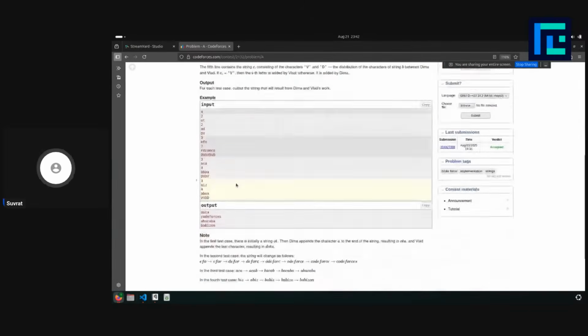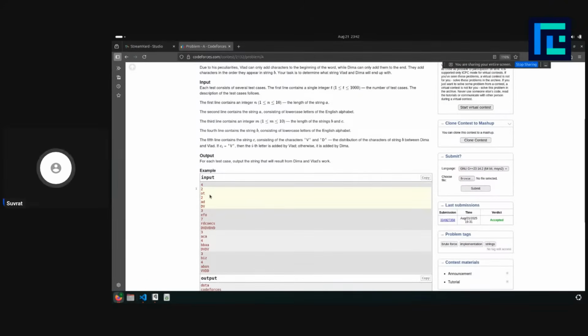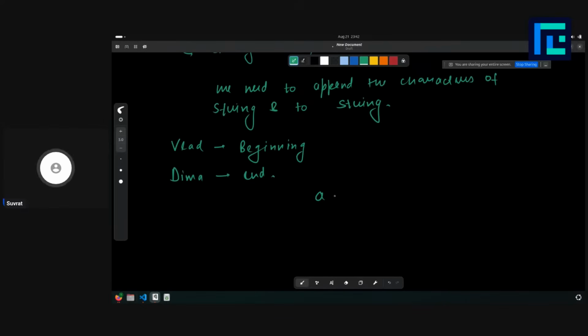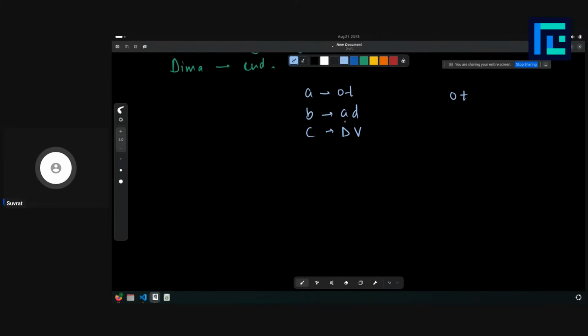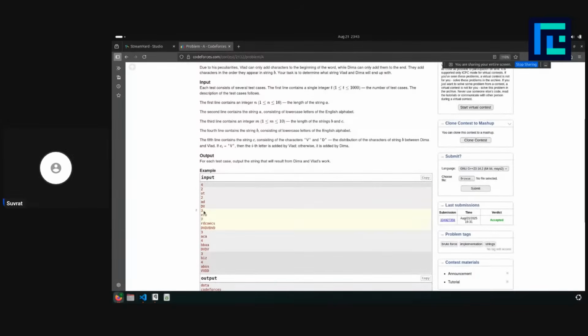So let's see the test case. A is OT, B is AD, and C is DD. Initially the string was OT, then the first character was added by Dima, so it will be added at the end. Then the next character is added by Vlad, so it will be added at the beginning. So the answer for this test case is Dota.